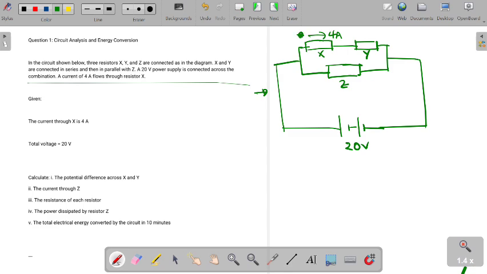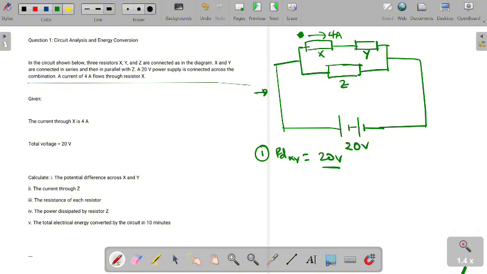Okay, they're saying given the current through X is 4 amperes and total voltage is 20 volts, calculate the potential difference across X and Y. So part one is this one: the potential difference across X and Y. We know that potential difference for X and Y is simply 20 volts. That is equal to the total voltage of the supply. So that is done right there.